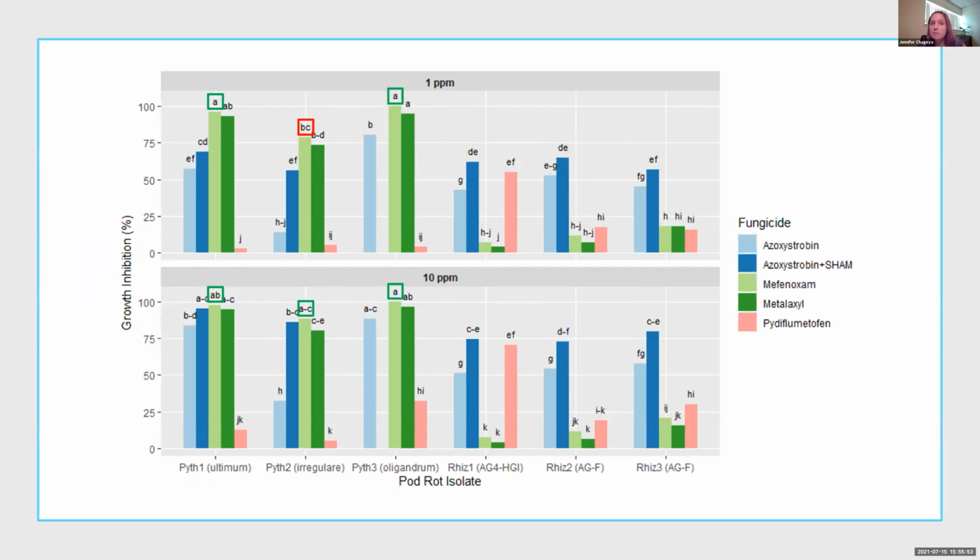And then if we look at the mefenoxam, just in Pythium, it's not labeled for Rhizoctonia. Generally, this has better control compared to the azoxystrobin, but we still see some reduced sensitivity in the Pythium irregulare at 1 ppm.